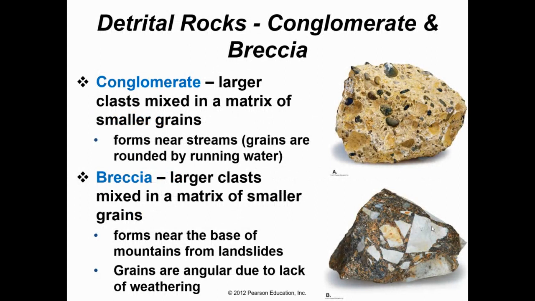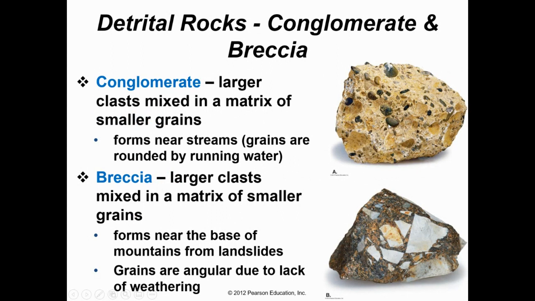So first we'll look at detrital rocks, some of the most common ones. So we have conglomerate and breccia. These are basically siblings. Okay, conglomerate forms in a stream environment where there's running water. Breccia forms in areas that do not have running water, so mainly mountainous areas. And how do we know?